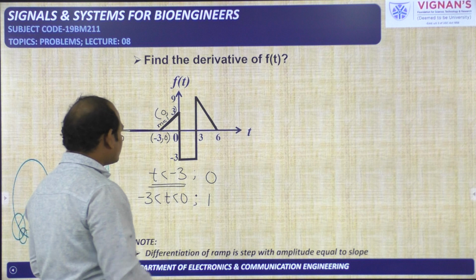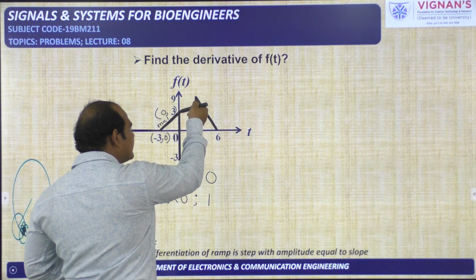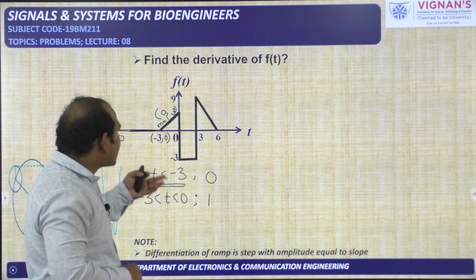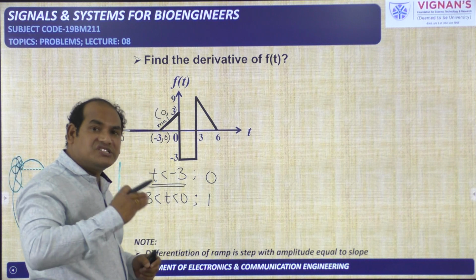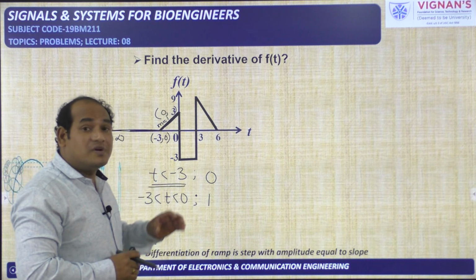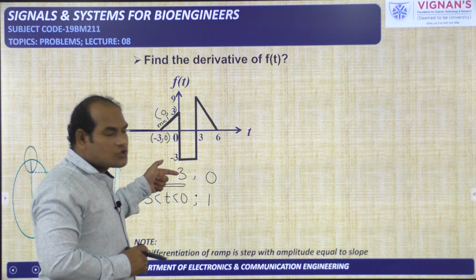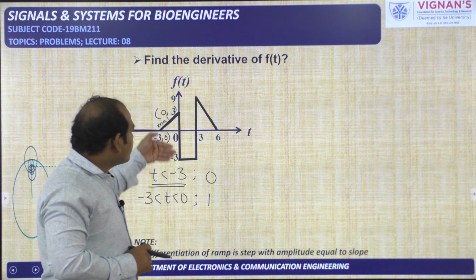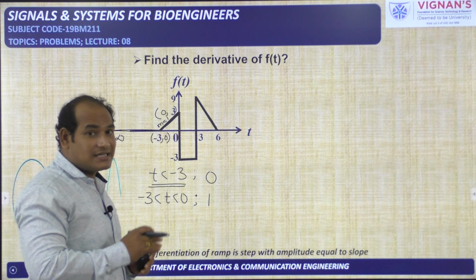Next, at t equal to 0, suddenly the amplitude decreases from 3 to minus 3. That is a discontinuity. A sudden change happened from the amplitude 3 to minus 3. That means how much change is there in the amplitude? That is from 3 to minus 3. So final value is minus 3, initial value is 3. So minus 3 minus of 3 means minus 6 we will get. Minus 6 we will get.